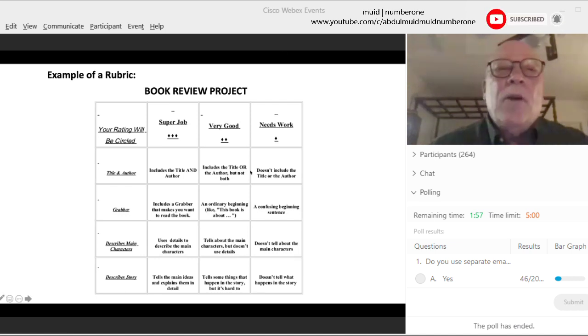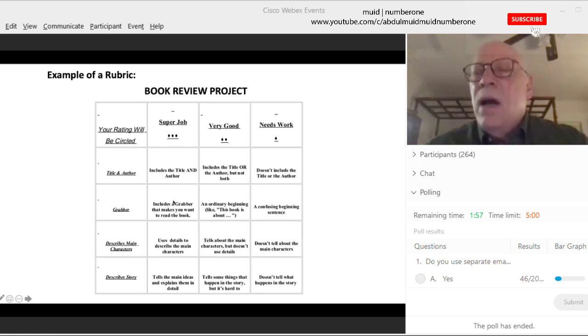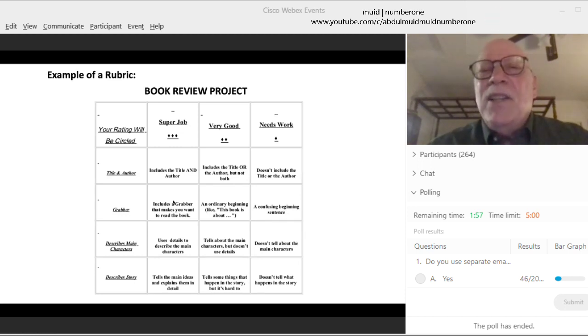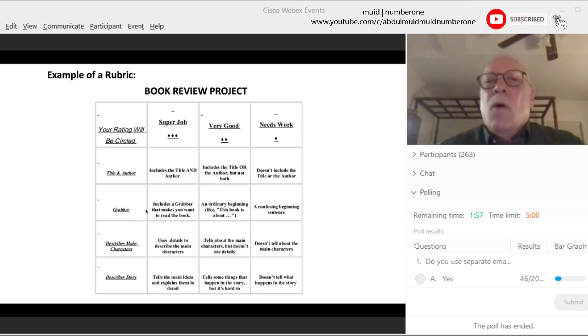Okay? So, a grabber. Do you have a grabber that makes you want to read the book? Oh, I just read this fantastic, inspiring book that I think would inspire anybody in our class who reads it. So you have an attention grabber. Or is it confusing reading the beginning sentence?